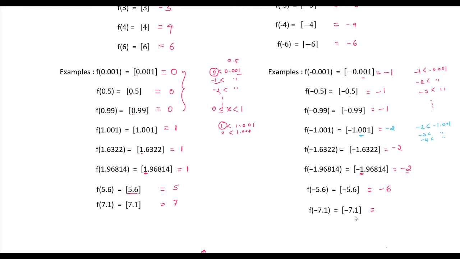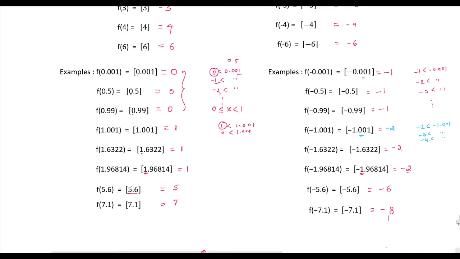Again, minus 7.1. Infinite integers are less than minus 7.1. Out of those integers, which is the greatest? Minus 8, minus 9, minus 10, minus 11 and so on. Out of this, the greatest integer which is less than or equal to, here equality doesn't come. The greatest integer which is less than minus 7.1 is minus 8.